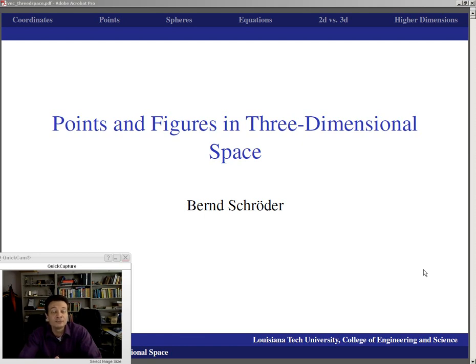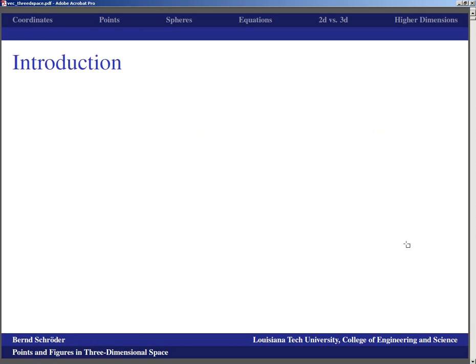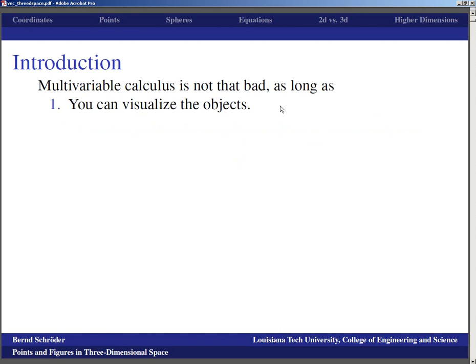Now, the main adjustment that we're going to come about will be a visualization adjustment, and that can be surprisingly tough at times, even though I hope that the transition will be smooth here. The other adjustment will be that every so often computations will be a little bit longer, but on a positive note, multivariable calculus really is not that bad as long as you can visualize the objects and as long as the computations don't bother you.